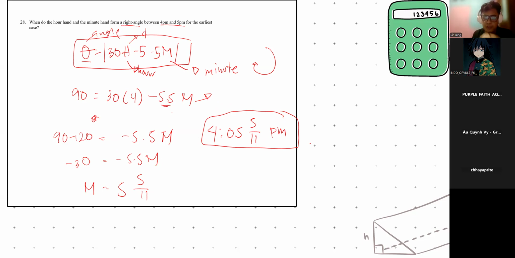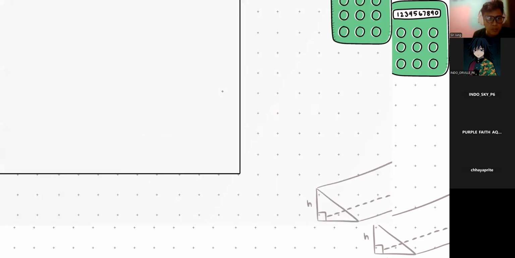Yes, you can do it. You can write 4 to 5, 5/11. Don't write the PM, you can use that also. There's no need to put PM. So any questions? If not, we'll proceed to number 29.